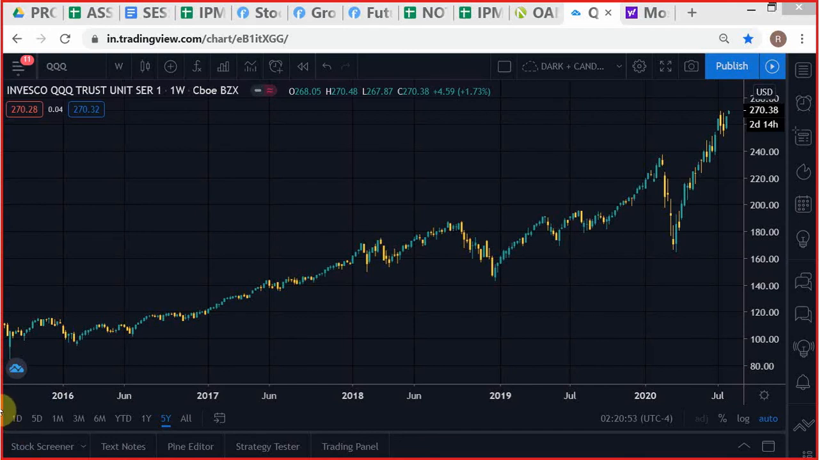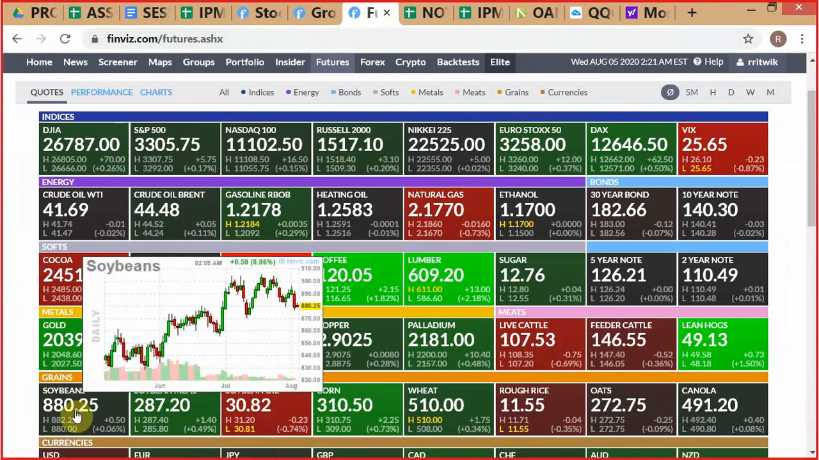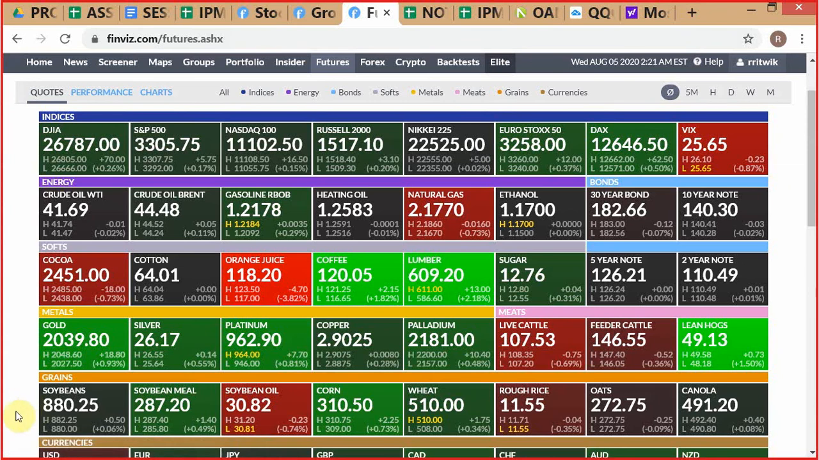So this is the NASDAQ, which is going to be going into equities. This is how you look at markets. When you look at a whole bunch of markets, you feel a little confused. One of the benefits of having a taxonomy is that it helps you group markets into categories, and then that gives you a better sense of perspective.